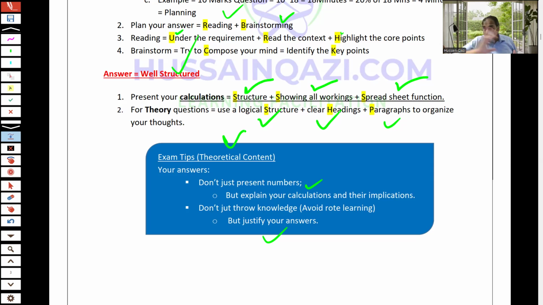Number 2, it's not about rote learning. Show your ability. You have the potential. You are part of the ACCA skill module exam. You have done a lot. You are brilliant. Show your potential. You are working for the Financial Management paper. Avoid rote learning. You can do that. Don't just write the knowledge. Apply it. Practice makes a man perfect.